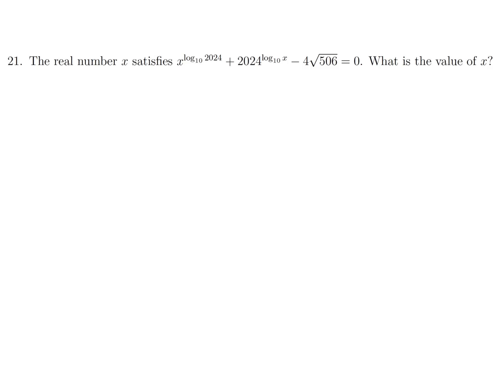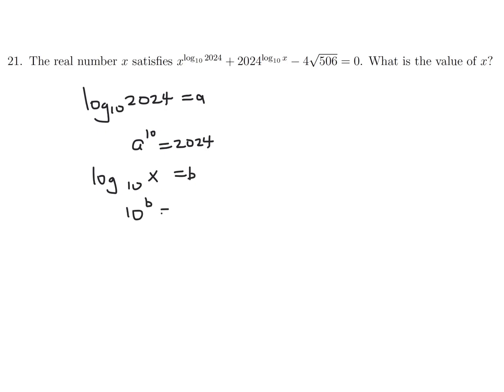The real number x satisfies x to the power of log 2024 to the base 10 plus 2024 to the power of log x to the base 10 minus 4 times the root of 506 is 0. What is x? Let's make a few substitutions before I tackle this. Let's call that a, and therefore that means 10 to the power of a is 2024. And then log of x to the base 10 is b, so that means 10 to the power of b is x. Got it? So when I make these substitutions into here, it should make things a little bit nicer.